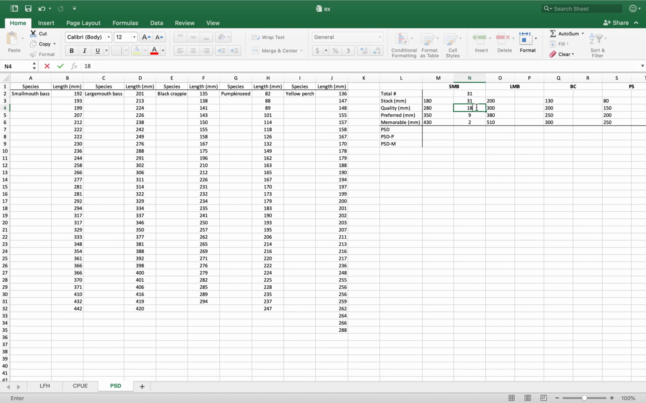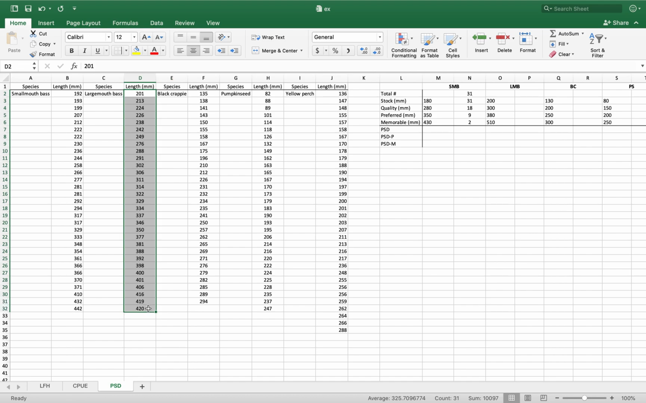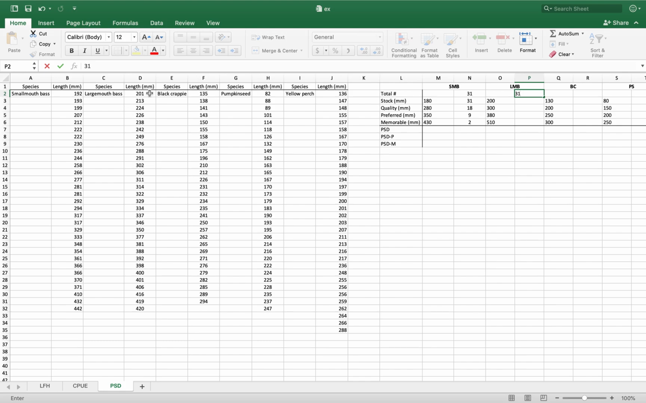I'm normally one that does it on its own. So I'm going to get the rest here. So let's see. We're going to count our largemouth bass. 31. Anything over 200. Looks like all of them again.